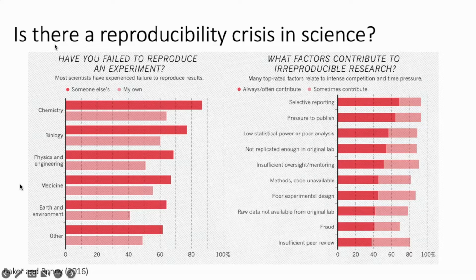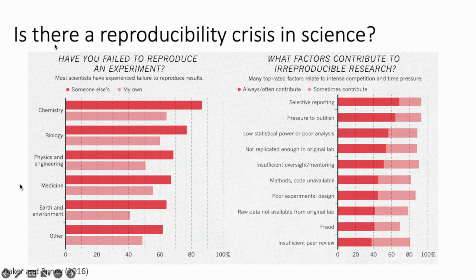And here, as you can see, we have actually talked about all of these issues, right? What factors contribute to irreproducible research? Well, you don't report everything that you did, this selective reporting. Pressure to publish, low statistical power. They didn't do the experiments enough times in the original lab and maybe failed to reproduce. Insufficient oversight, methods or code are unavailable.